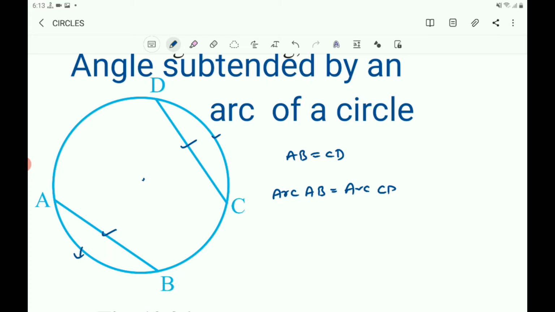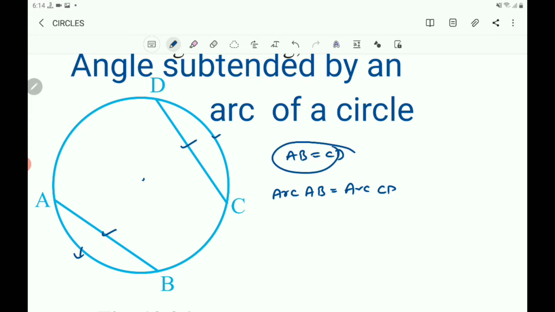We can verify that fact by cutting the arc corresponding to the chord CD from the circle along CD and putting it on the corresponding arc made by the equal chord AB. We will find that arc CD superimposes arc AB completely. Arc AB and arc CD coincide. This shows that equal chords make equal arcs, and conversely, equal arcs make equal chords.